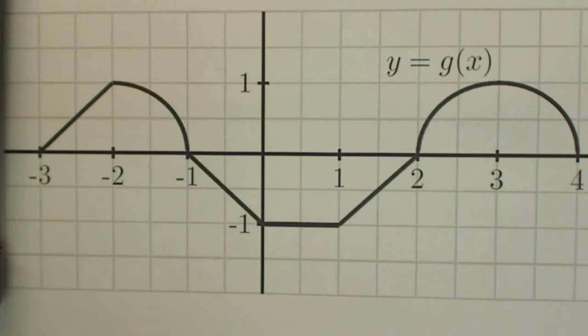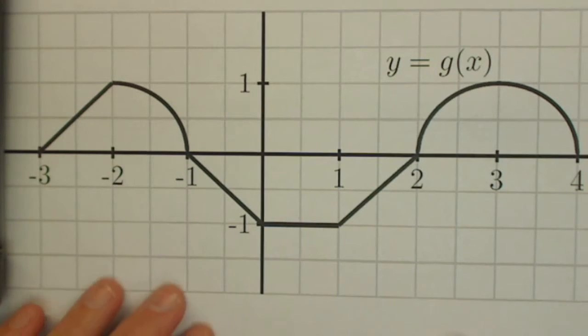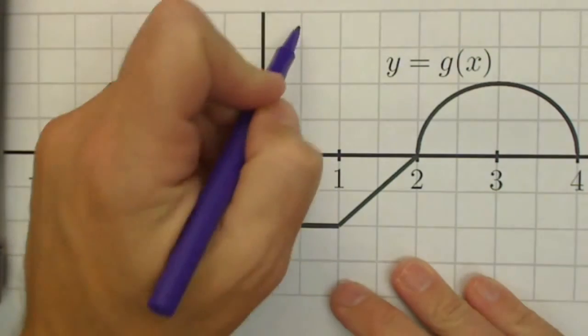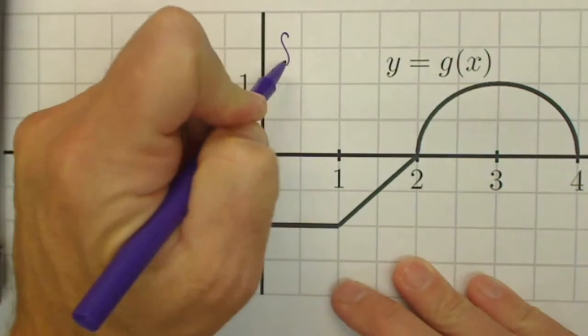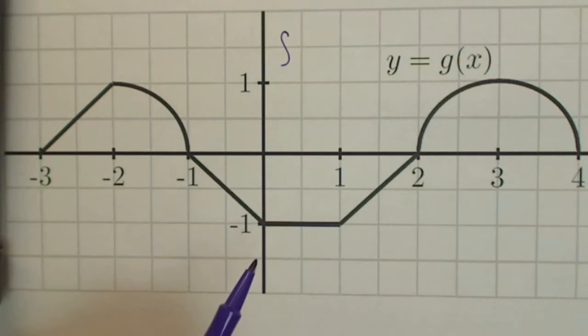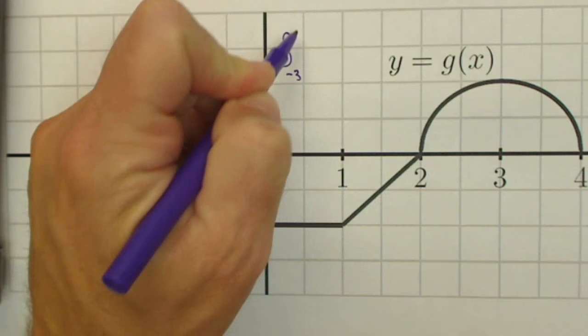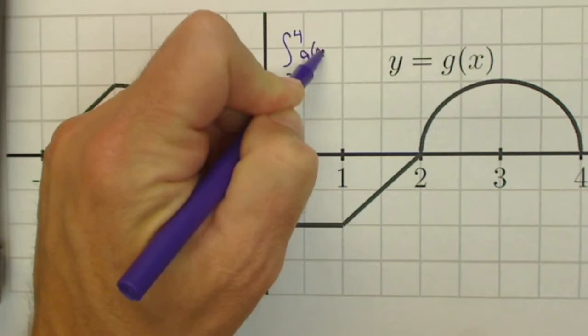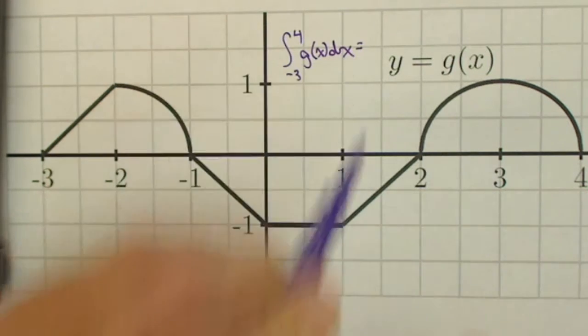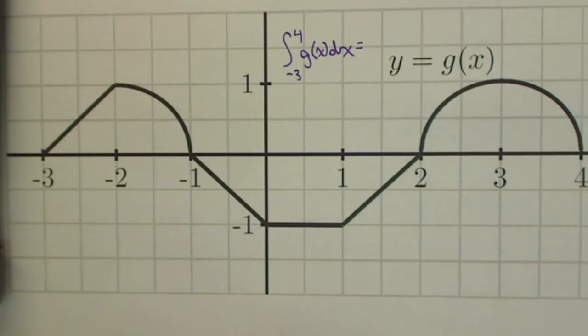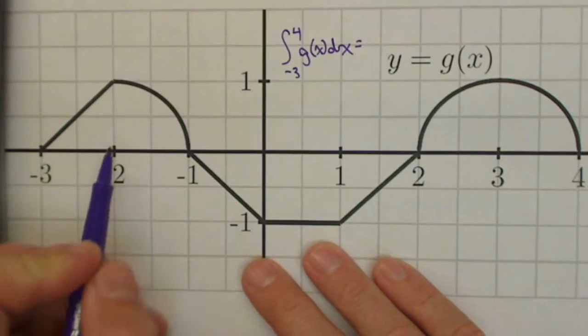In activity 4.7 part D, we're given the graph of a function and we want to calculate the definite integral from -3 to 4 of g of x dx. Okay, so what we're going to do is break this up into some nice geometric shapes so we can see what's going on.